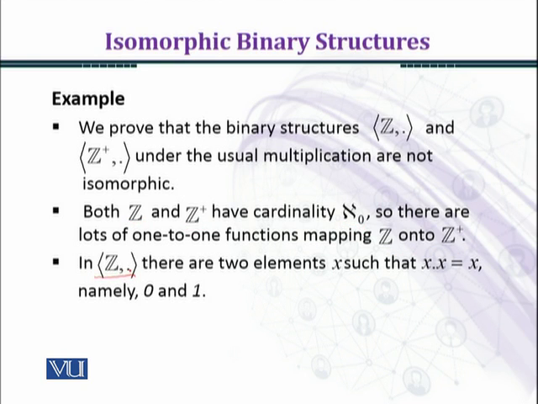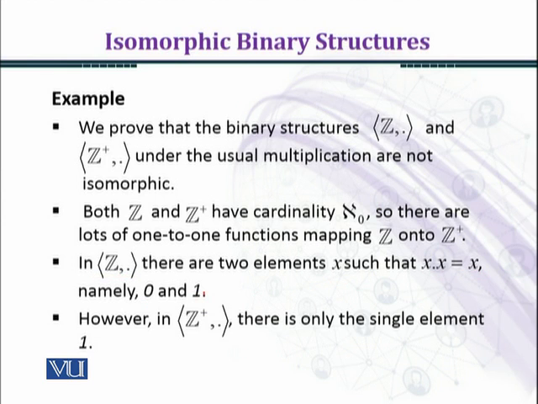In binary structure Z under multiplication, there are two elements x such that x dot x equals x, namely 0 and 1. But in Z plus there is only one such element, and that is 1. So it means that Z plus under multiplication is not isomorphic to Z under multiplication.